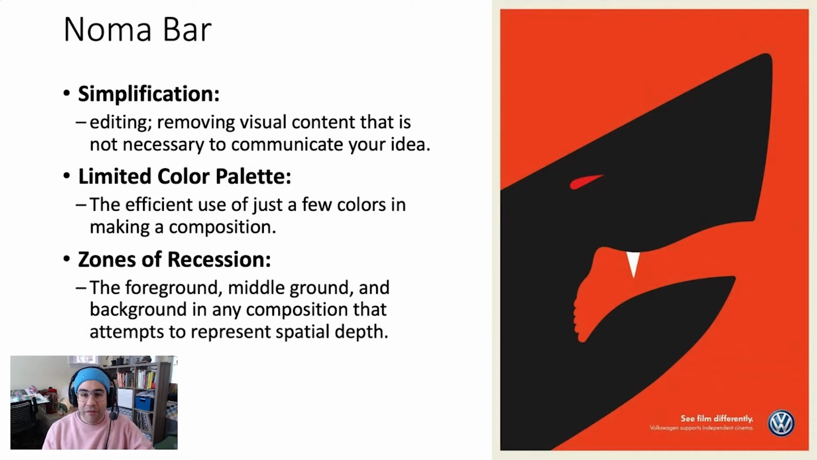We can see some obvious connections to simplification, showing just what's necessary to communicate the visual idea. And limited color palette, where we're literally looking at just one color plus black and white in this image. I really like what's going on here in terms of zones of recession. So what's in the foreground, middle ground, and background.